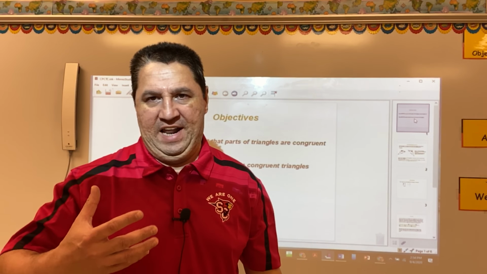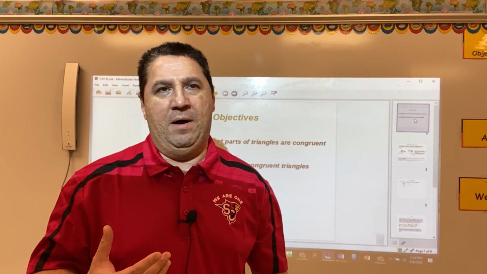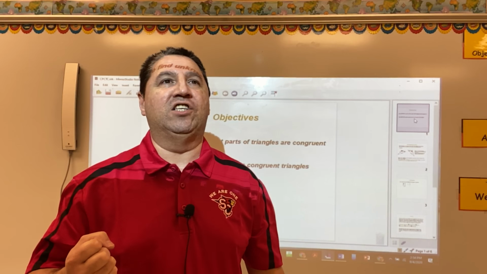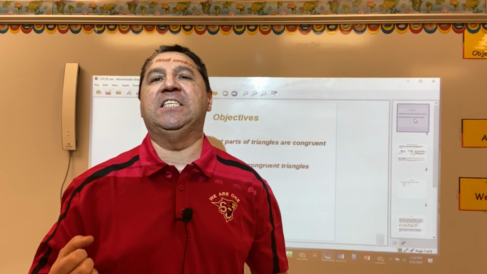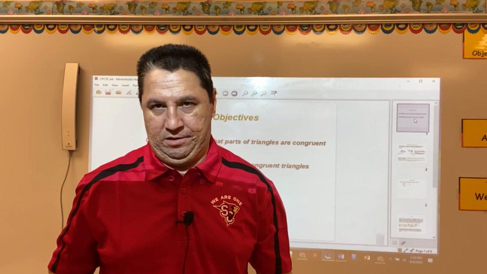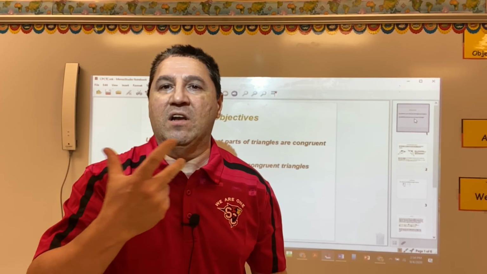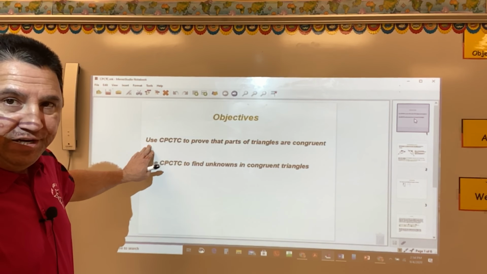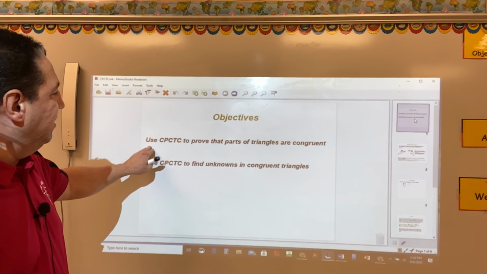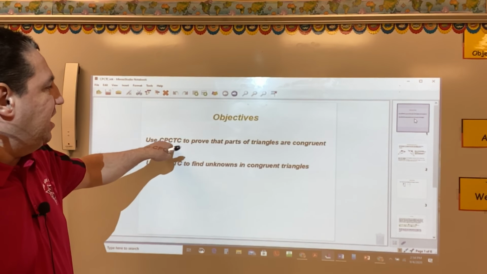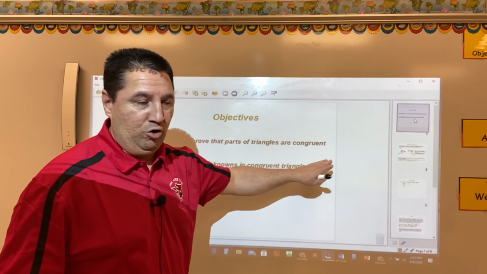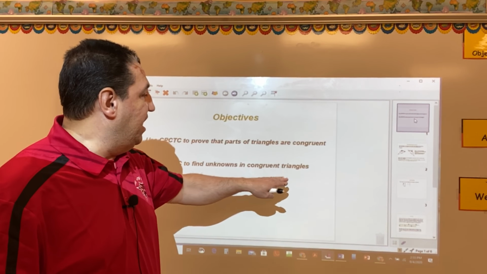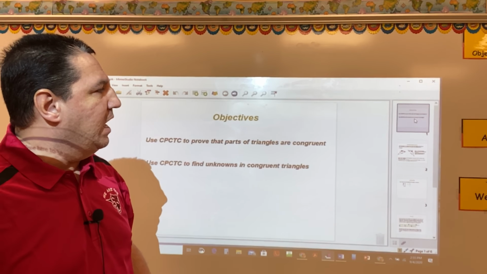This time we'll talk about congruency of parts of a triangle. In fact, our lesson bears a name that is probably strange for you. It's so-called CPCTC. I'll explain later what is the meaning of these letters. For now, we have a few objectives for this lesson. We use CPCTC to prove that parts of triangles are congruent, and use CPCTC to find unknowns in congruent triangles. Good.